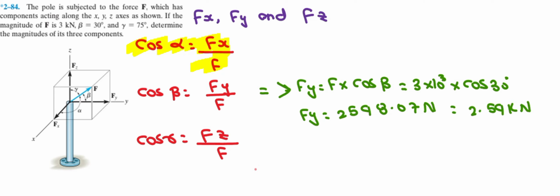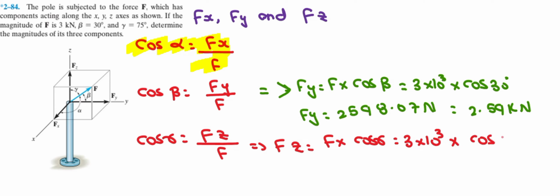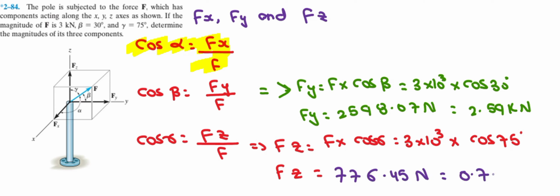Similarly, if you see that cos gamma is equal to Fz upon F, we know the value of gamma. So we can easily find out the value of Fz here. So Fz is equal to F into cos of gamma. The value of F is nothing but 3 into 10 raised to the power 3, and the value of gamma is nothing but 75 degree. So 3 into 10 raised to the power 3 into cos 75 degree, it will become 776.45 Newton, or you can say that it will become 0.776 kilonewton. This is basically the value of Fz.